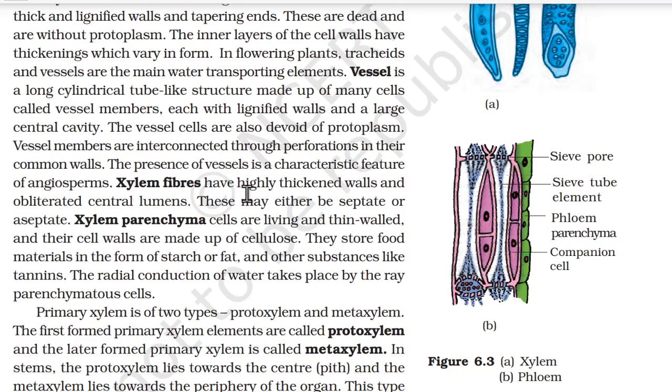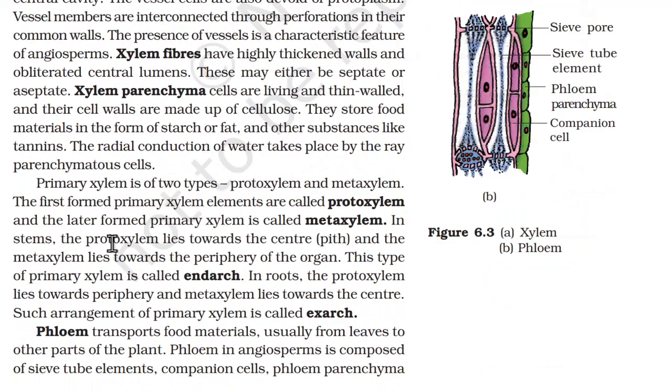Xylem fibers have a highly thickened wall and an obliterated central lumen. These may either be septate or aseptate. Xylem parenchyma cells are living and thin-walled, and their cell walls are made up of cellulose. They store food material in the form of starch or fat and other substances like tannin. The radial conduction of water takes place by the ray parenchymatous cells.